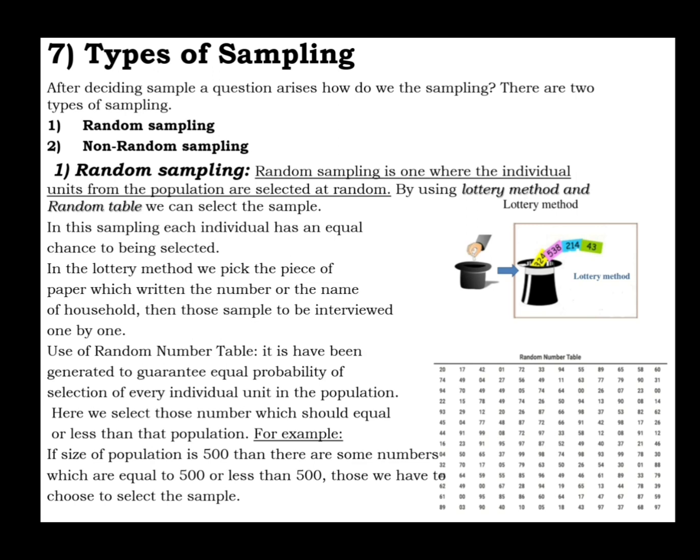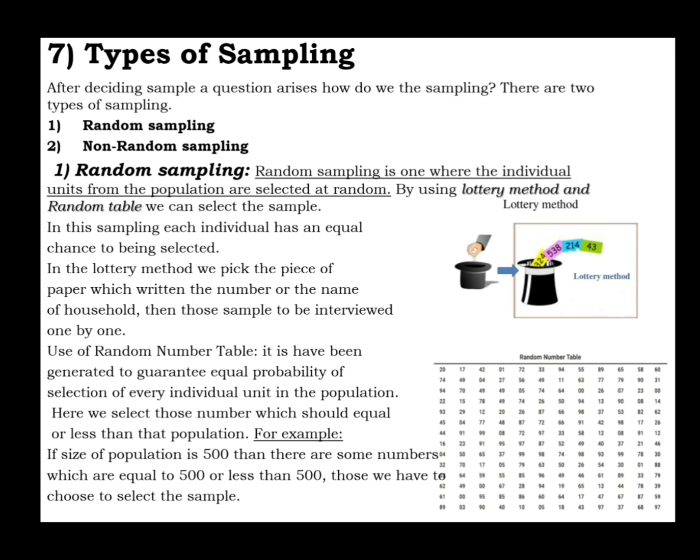If we talk about the lottery method, we pick a piece of paper on which is written the number or the name of a household or an individual. If we are studying the average income of households, we write the name of the household, or we can give a number to that household. Suppose we have 100 households, then we have to prepare 100 pieces of paper, which means 100 sheets. Thereafter we have to pick the pieces of paper from those 100 sheets.